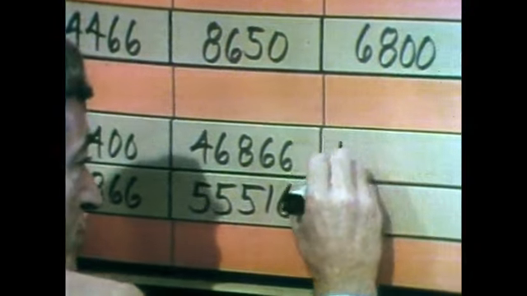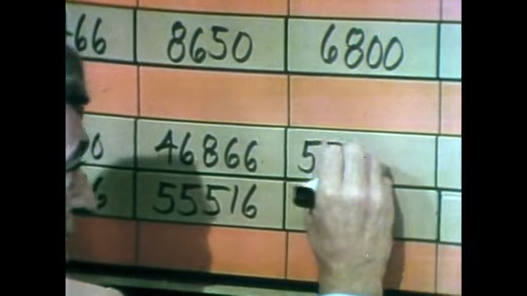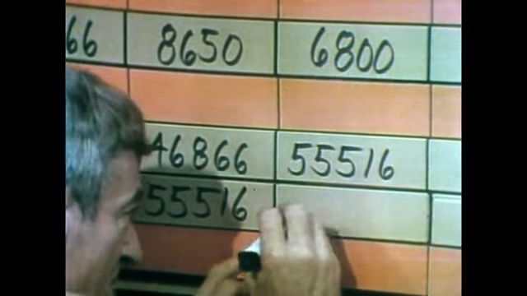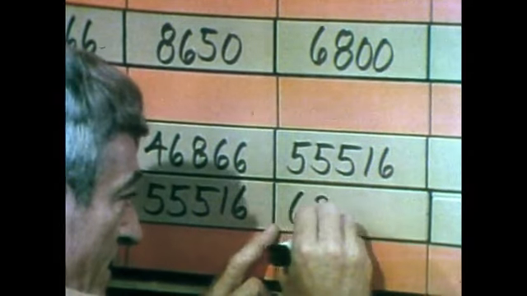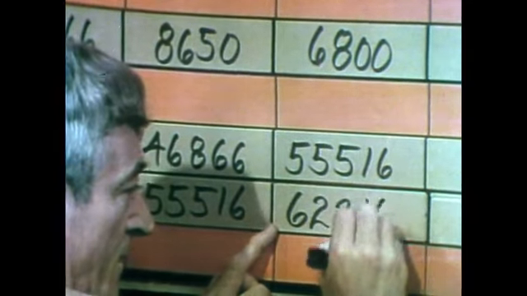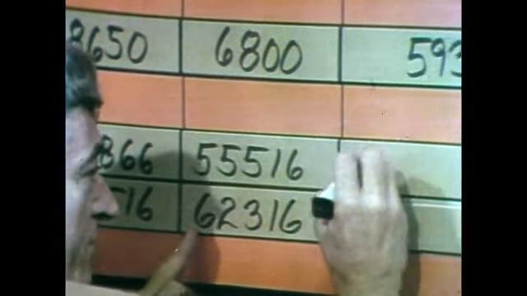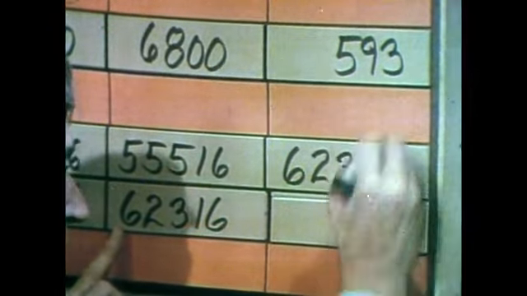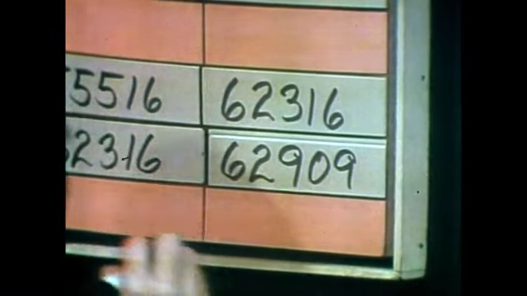And we start next month with $46,866, and we add the cash flow to the beginning balance. We get $55,516 cash in the bank. Start next month with $55,516 and add the cash flow. $62,316 in the bank. And we start month 7 with $62,316 and add the cash flow to the beginning balance. We end up with $62,909 cash in the bank.